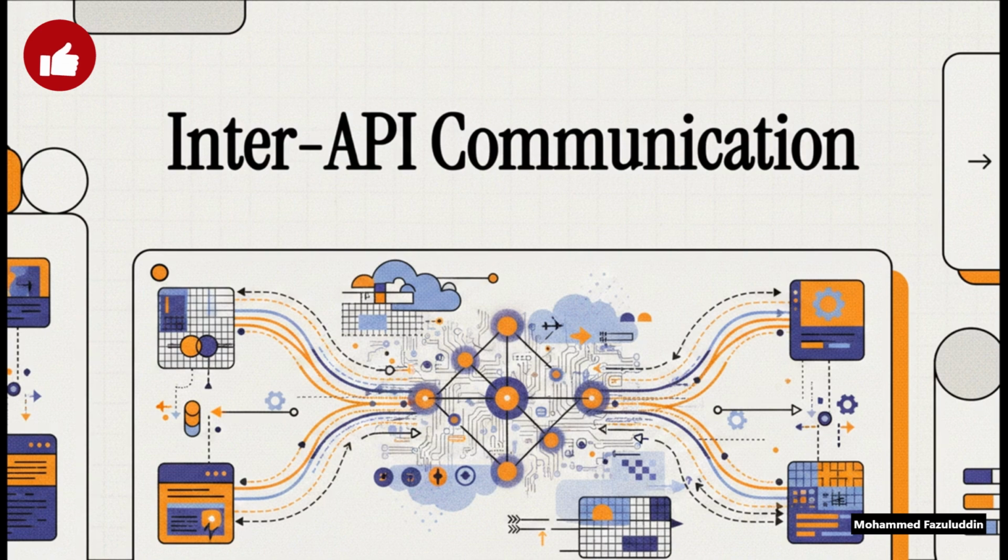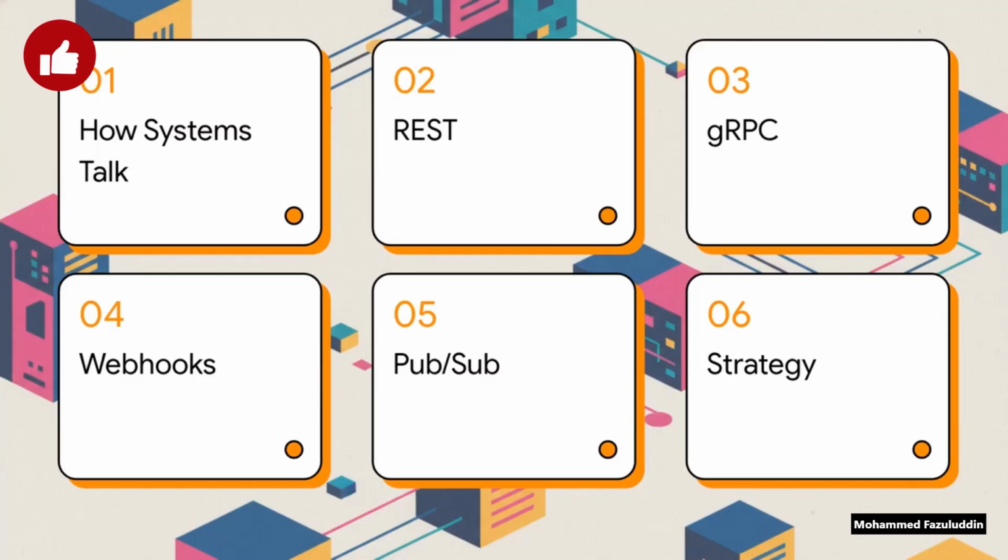So by the end of this explainer, you're going to have a crystal clear understanding of the developer's communication toolkit. Let's dive in. All right, here's our agenda for today. First up, how systems talk. Then we're going to tackle 4 completely distinct ways APIs communicate: REST, gRPC, webhooks, and PubSub. And finally, we'll wrap the whole shebang up with a unified strategy.